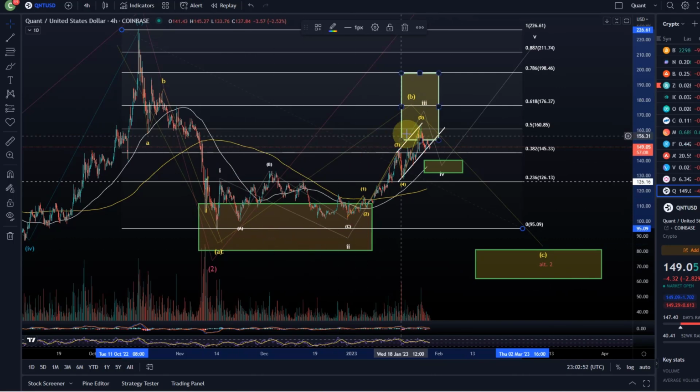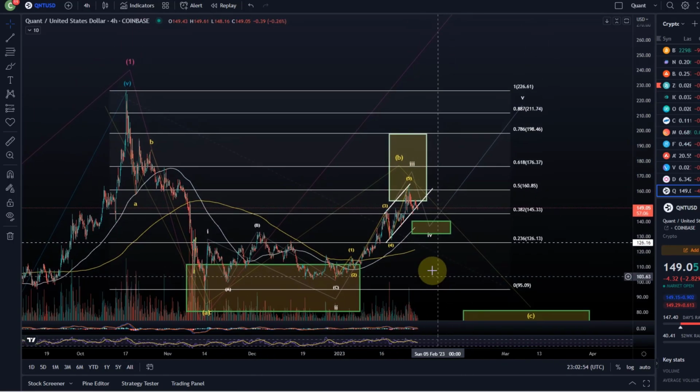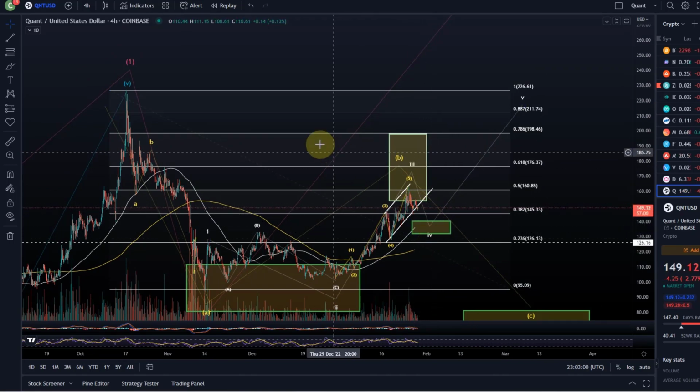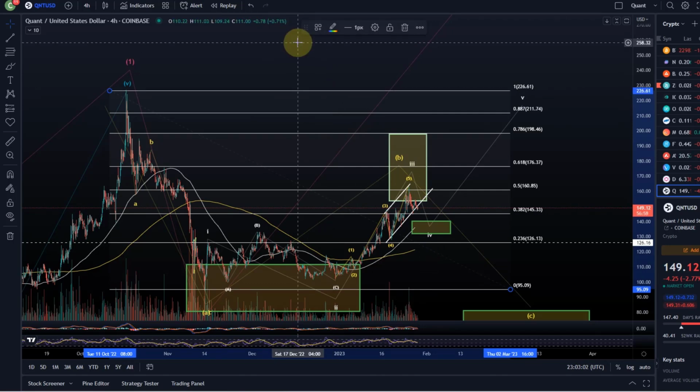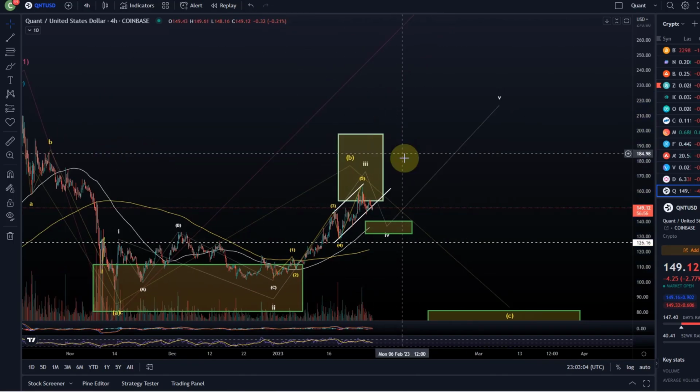Anybody who's trading this more short term could enter here. Again, you could also enter now if you want to, but obviously we haven't really pulled back enough, in my opinion, to make it worthwhile, but that's an individual decision that only you can take.